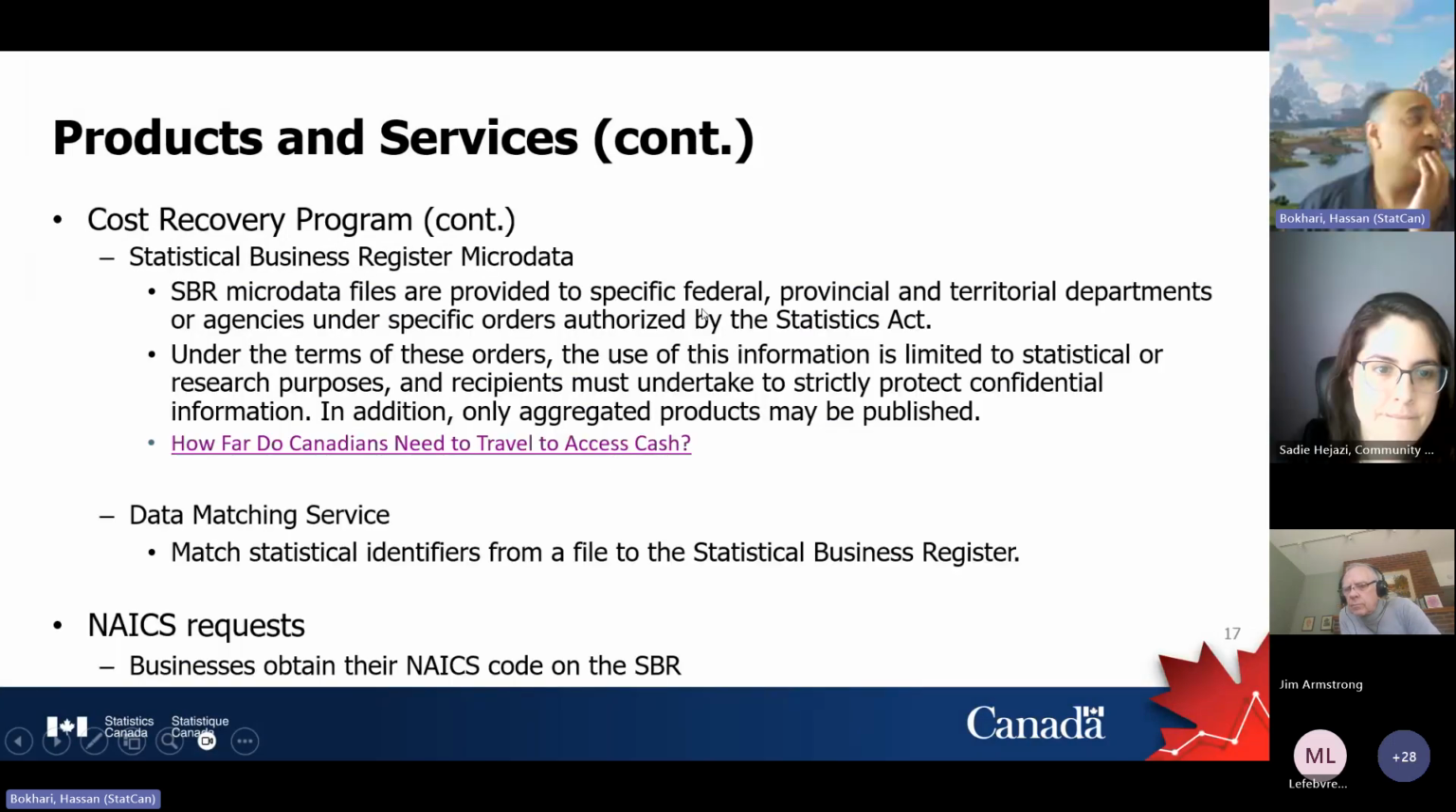Thanks very much, Michael. We also have our cost recovery program, which is the business register microdata. Under a discretionary disclosure order approved by the chief statistician, we are able to give federal, provincial, and territorial departments or agencies microdata. That information would include the legal operating structure, the address, lat-long data, and other key attributes like NAICS. So it's very specific.